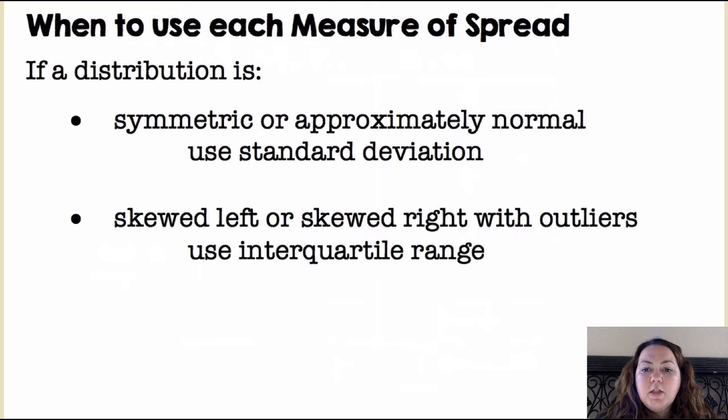All right, when to use each measure of spread. If a distribution is symmetric or approximately normal, you're going to use the standard deviation. If it is skewed left or skewed right with outliers, any of those things, then you want to use the interquartile range.